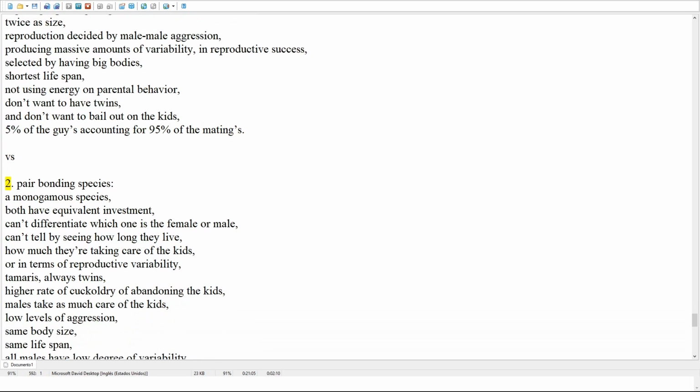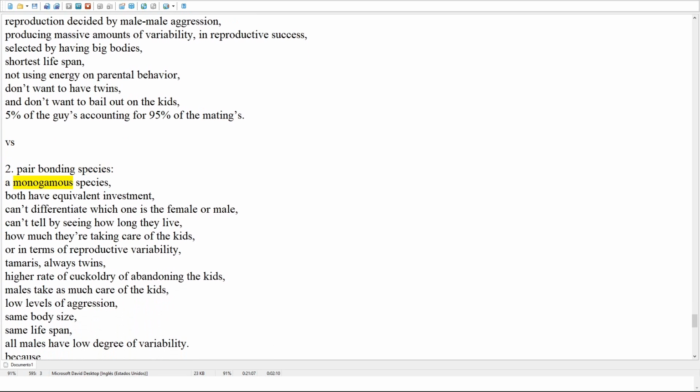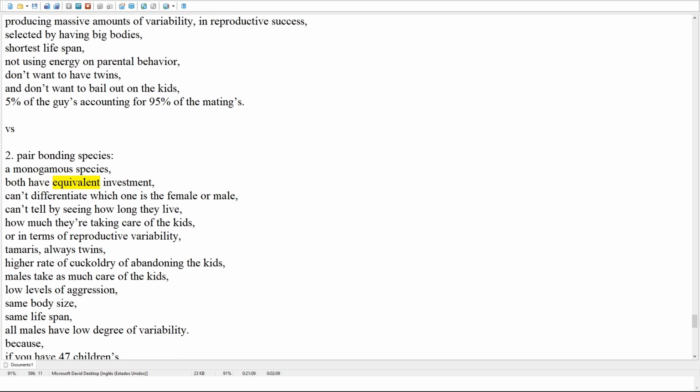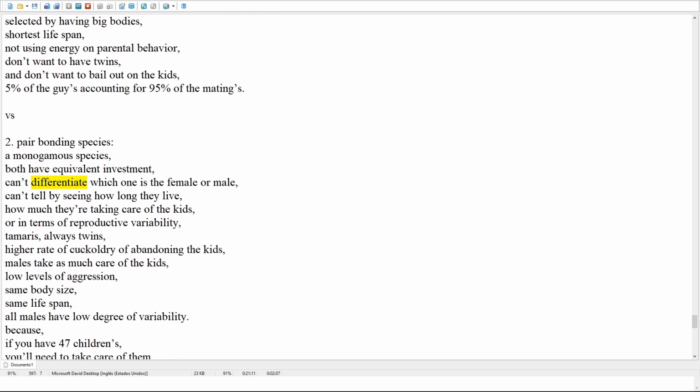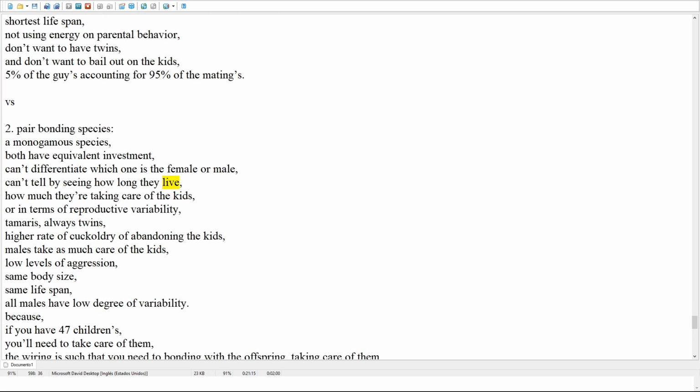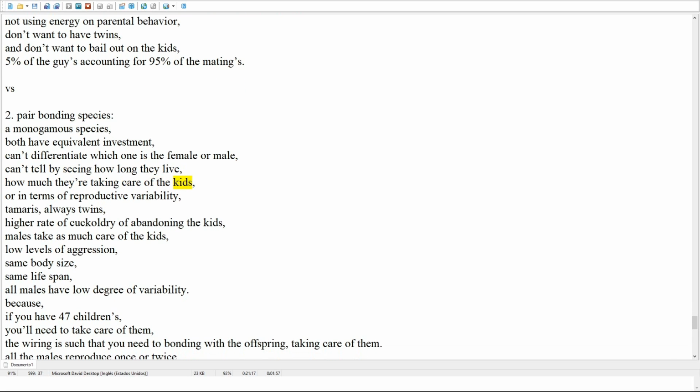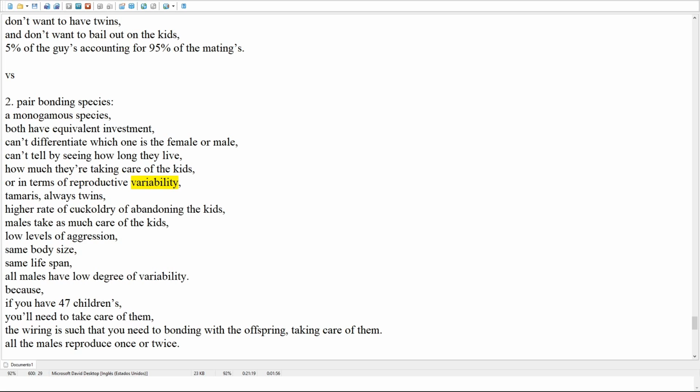Versus 2. Pair bonding species. A monogamous species. Both have equivalent investment. Can't differentiate which one is the female or male. Can't tell by seeing how long they live. How much they're taking care of the kids. Or in terms of reproductive variability.